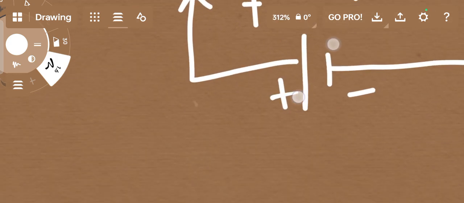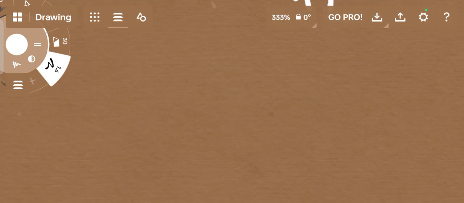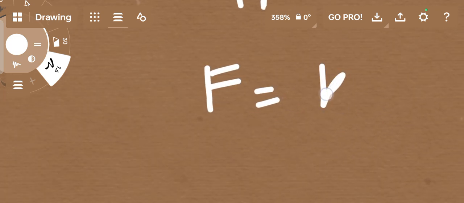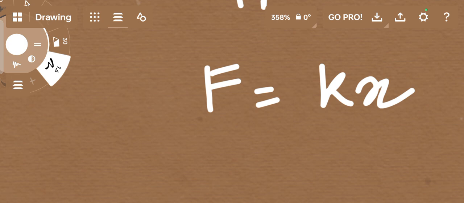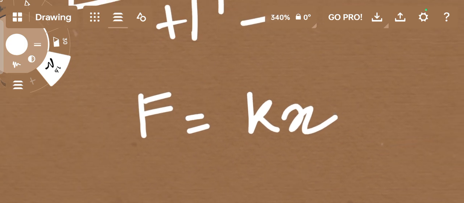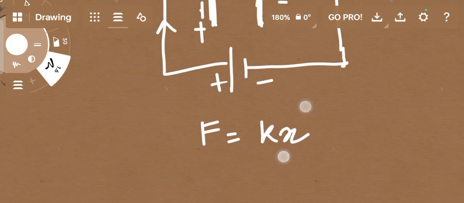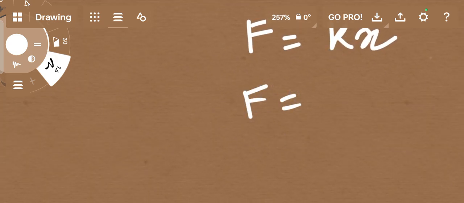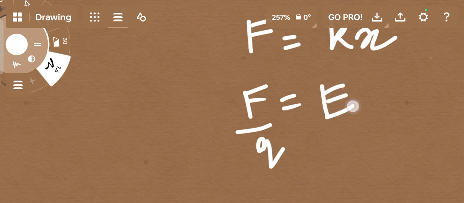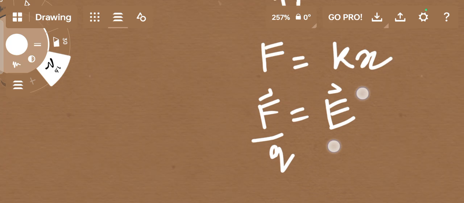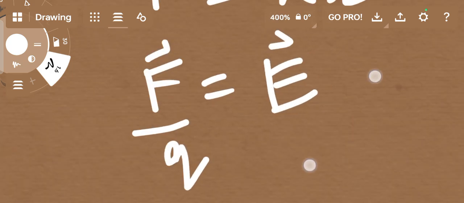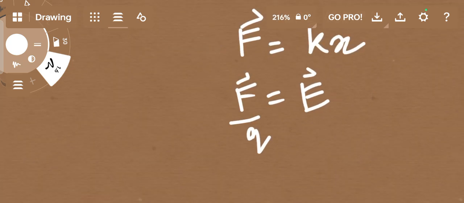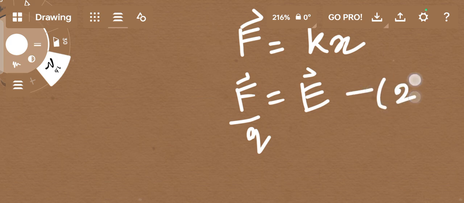So there are some formulas that we need to begin with. The first formula is F equals K into X, which is the spring force. This is from Hooke's law. And another from electrodynamics that we know, F by Q, or charge, is equal to E. This is our electric field, the induced electric field, right? This is 2, this is 1.